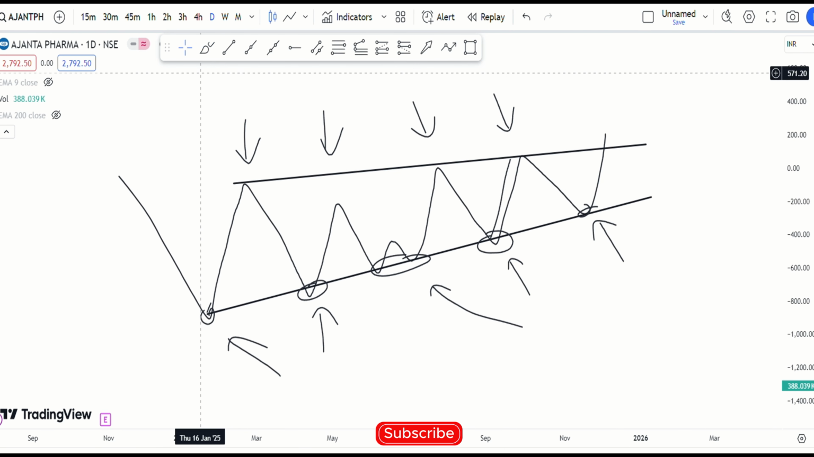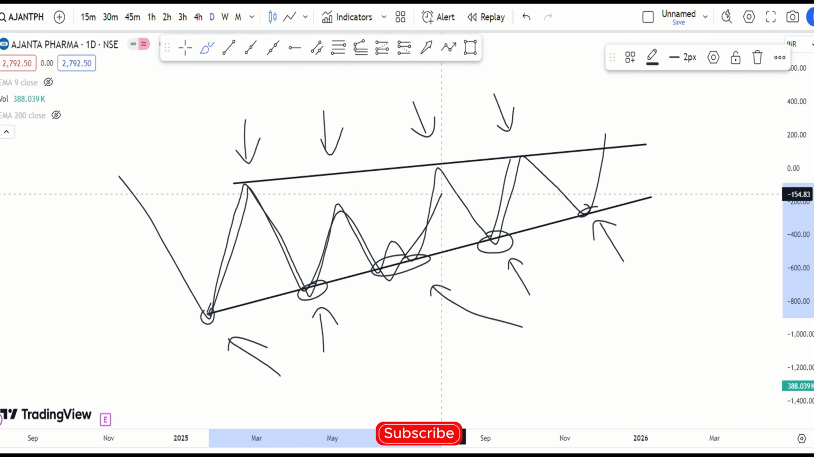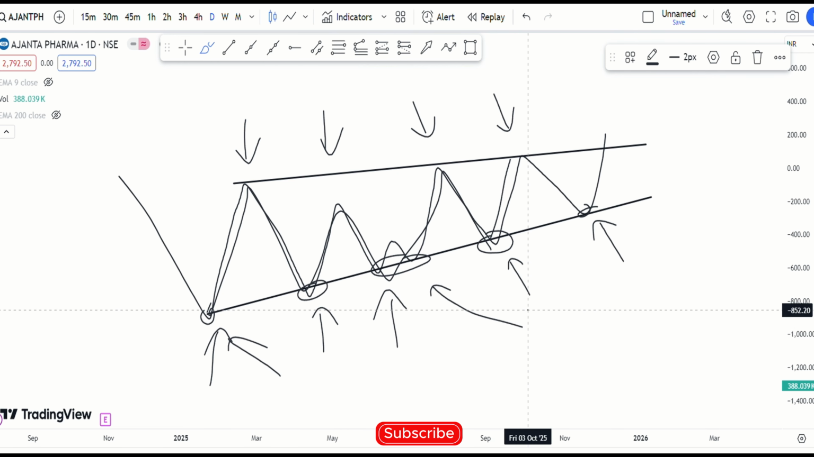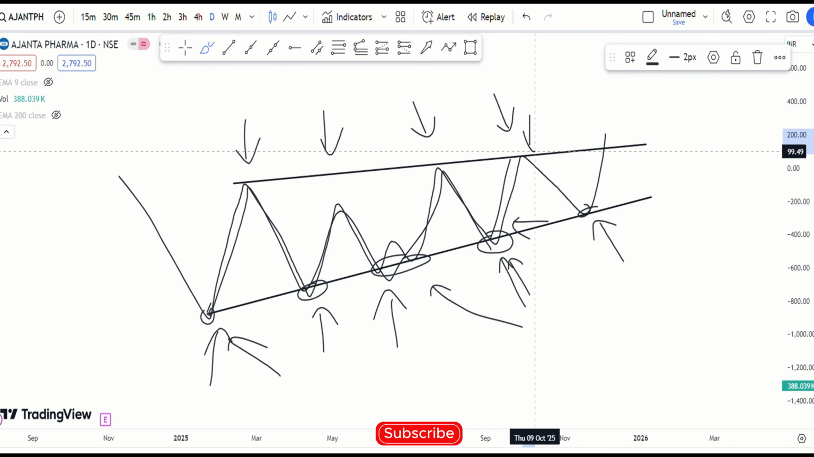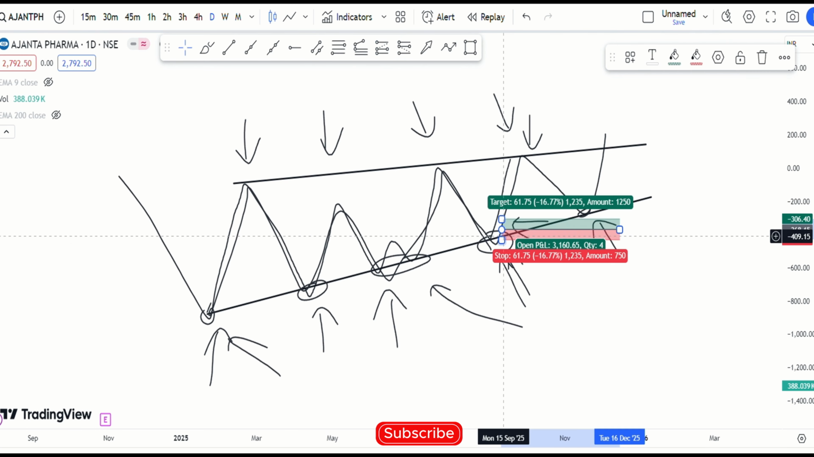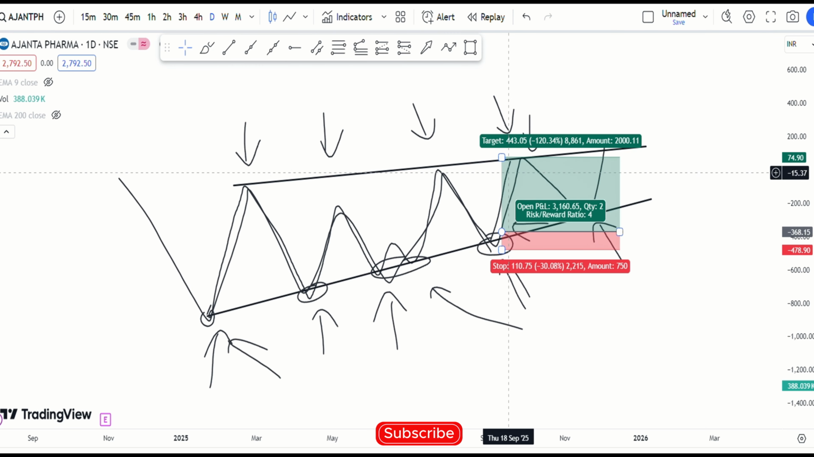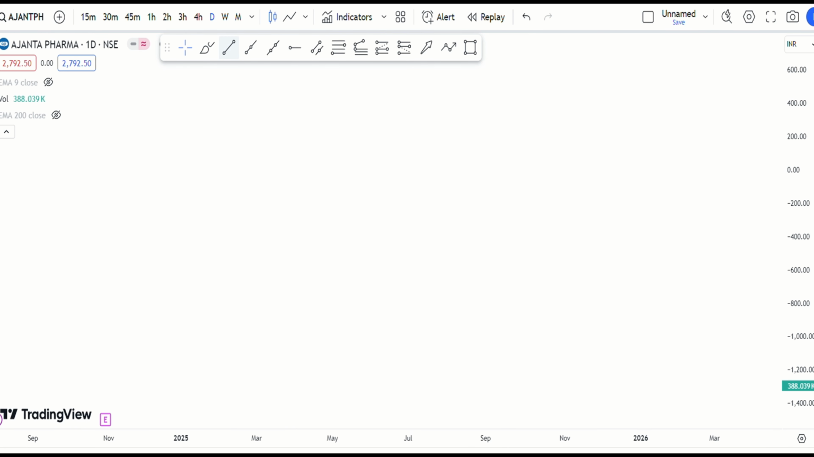This pattern will be formed once there are three touches. We see one, two, three touches, right? When the third touch happens over this place, we're gonna enter here. Our entry will be over this place if there is a good green candle, and our stop loss would be just below the swing low, and then we're gonna exit at the top of the channel. I will explain this pattern with examples that I've traded.